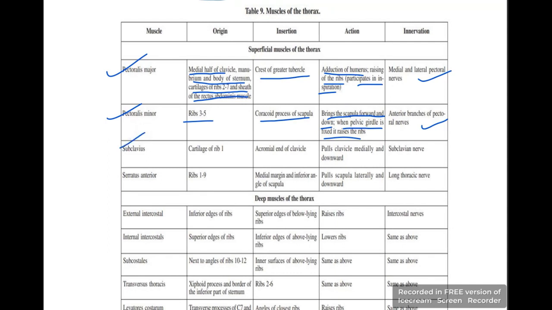Subclavius muscle: its origin is the cartilage of rib 1 and insertion is the acromial end of the clavicle, and action is that it pulls the clavicle medially and downwards. Its innervation is the subclavian nerve. Now next, and the last muscle of the superficial muscles of the thorax, is serratus anterior. Its origin is ribs 1 to 9 and insertion is the medial margin and inferior angle of the scapula. Action is that it pulls the scapula laterally and downward, and its innervation is the long thoracic nerve.